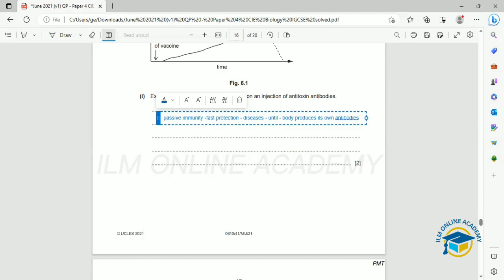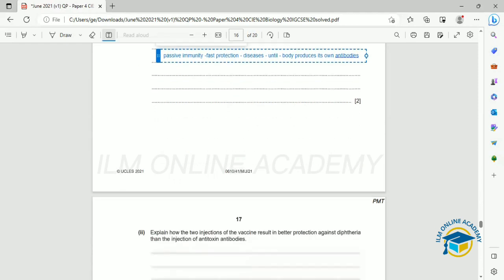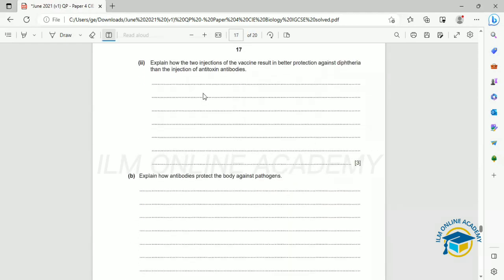Okay, it is a kind of passive immunity, it is temporary. Then explain how the two injections of the vaccine result in a better protection against diphtheria than the injection of antitoxin antibody. So the vaccine is dead pathogen. By injecting the dead pathogen, what you are doing is generating active immunity in someone's body. And antitoxin antibody is actually like a passive immunity.